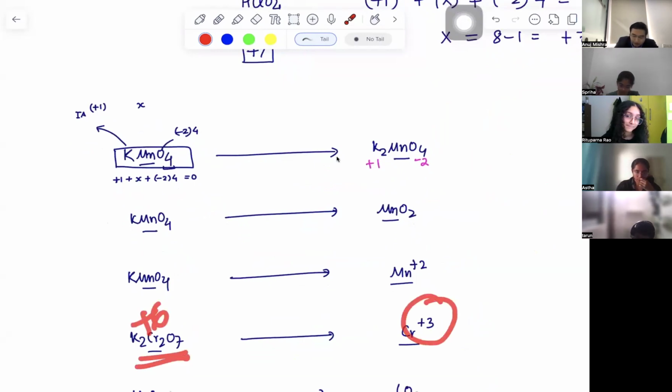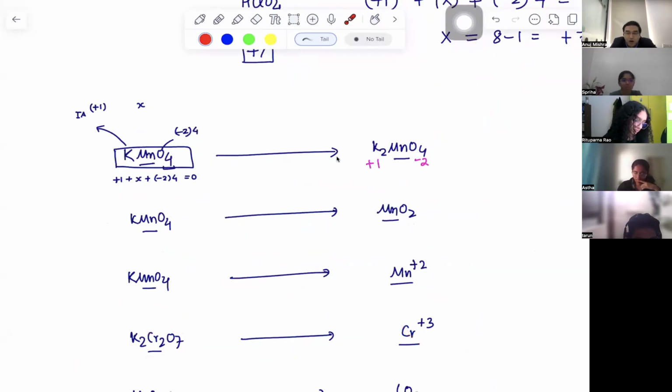चेक कर लीजिए. Why +6? +1 वाले 2, -2 वाले 7, तो ये +6 हो जाएगा. How many got all correct? Raise your hand. Understand how did we get Mn 2+ and Cr 3+?